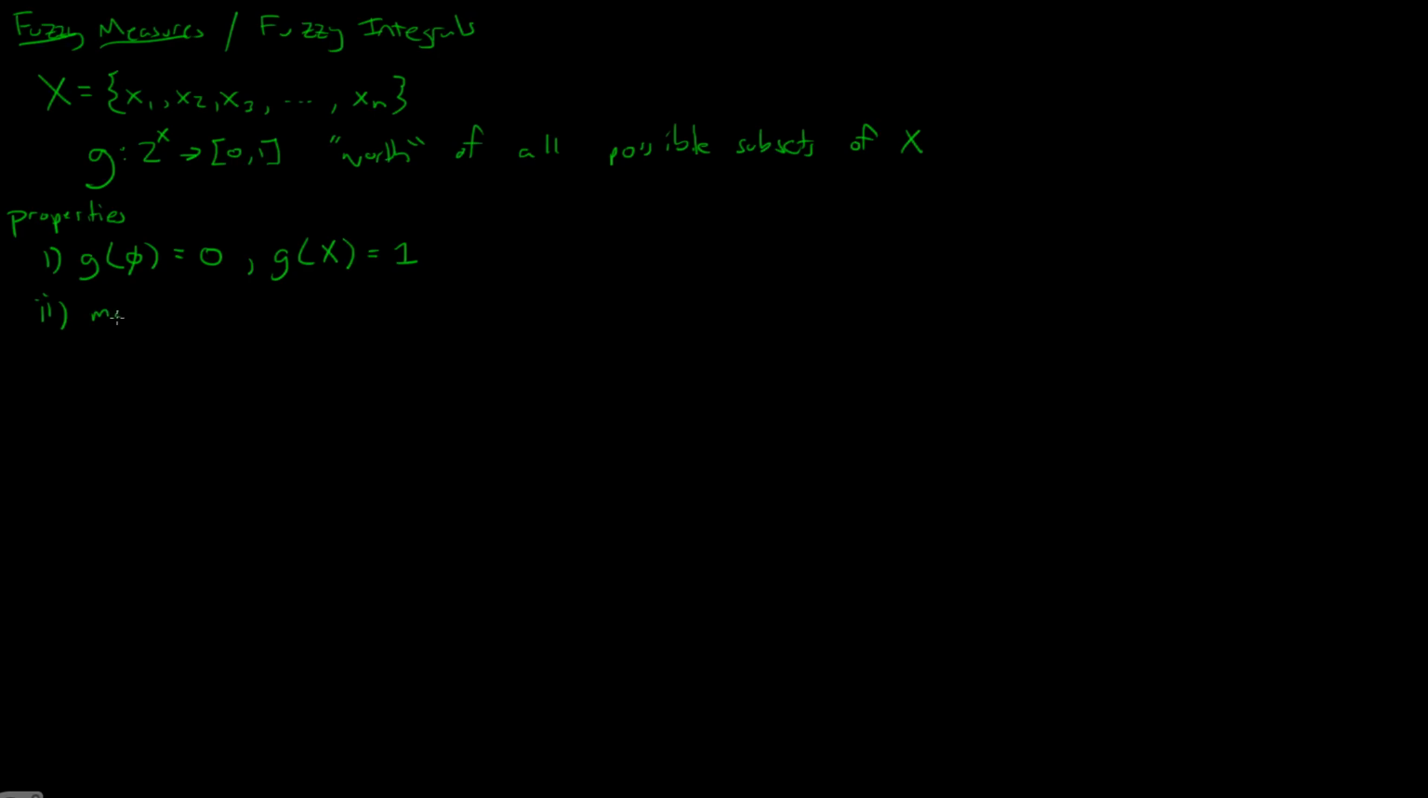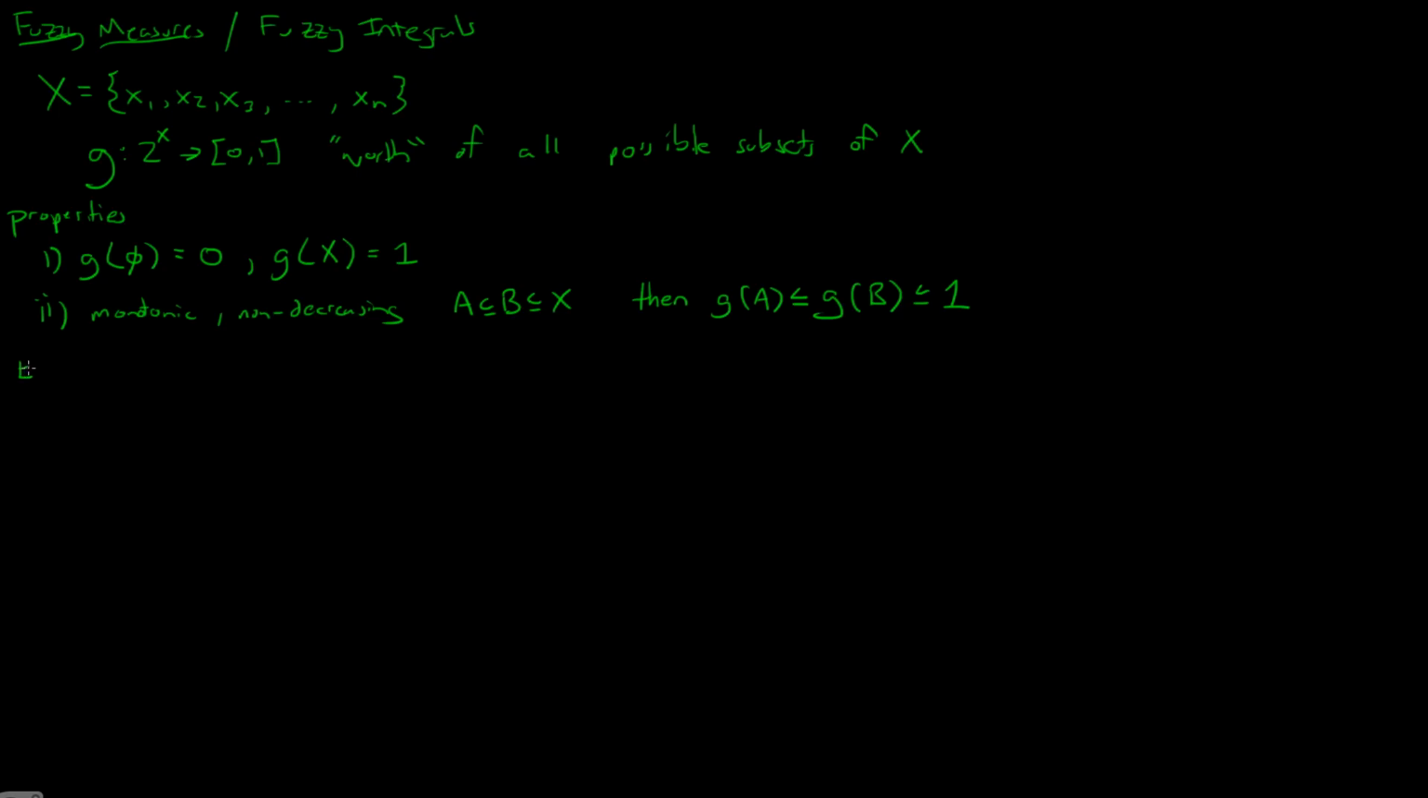Second, it has to be monotonic and non-decreasing. So consider A and B, where A is a subset of B, which is a subset of the universe. Then g(A), which is the fuzzy measure of set A, has to be less than or equal to the fuzzy measure of B, which of course has to be less than or equal to 1.